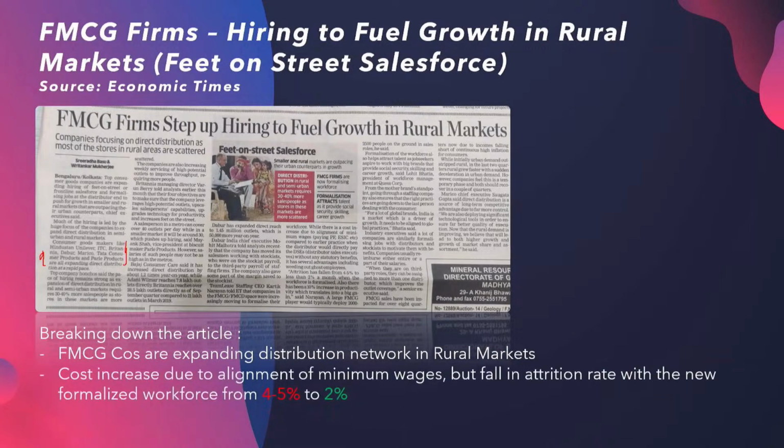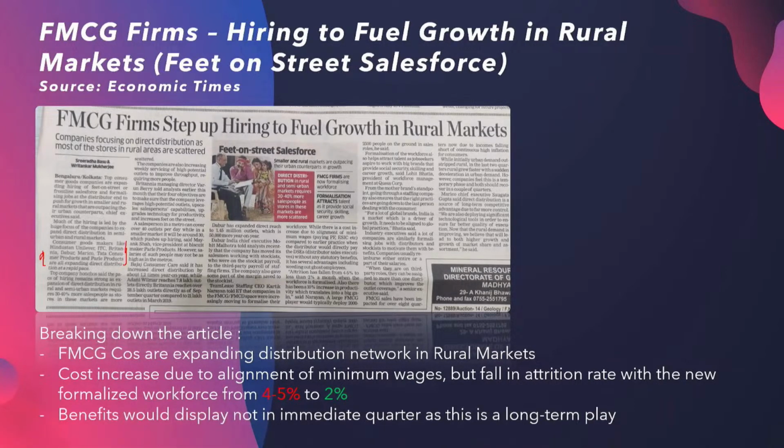Then the cost has been increased due to this alignment of minimum wages. Okay, but there is a fall in the attrition rate. What I mean by that is that prior to this, there was no formalized sales force for these FMCG companies, but now there is a formalized workforce. So this article also explains that it will increase the cost for FMCG companies over here. But over the long run, the benefits would play out. Okay, this particular hiring which you have just done would be a growth over the long run and not a short term play.